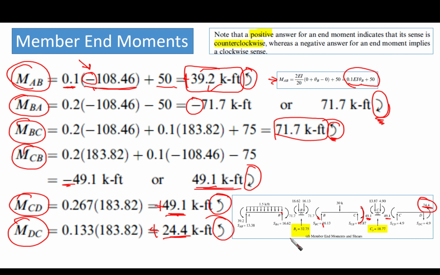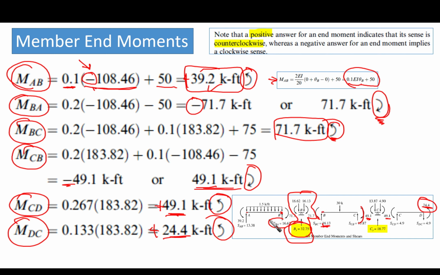You can solve everything else. The last thing is, from the equilibrium we can obtain the reaction. This is the most important thing, the reaction here. In order to get the reaction, we need to get the shear at point B, at the span AB and at B from the span BC.